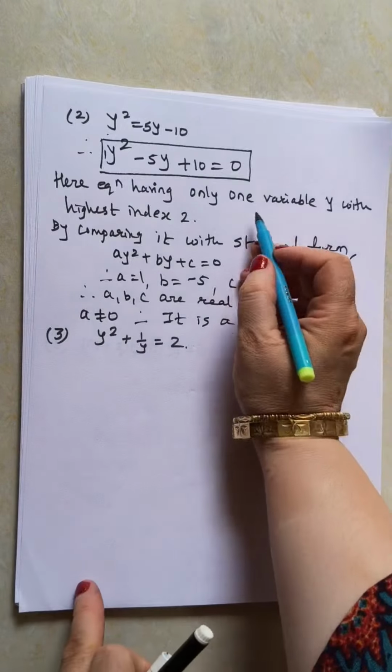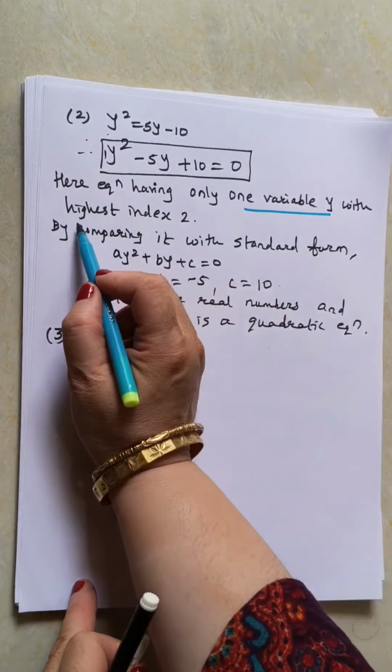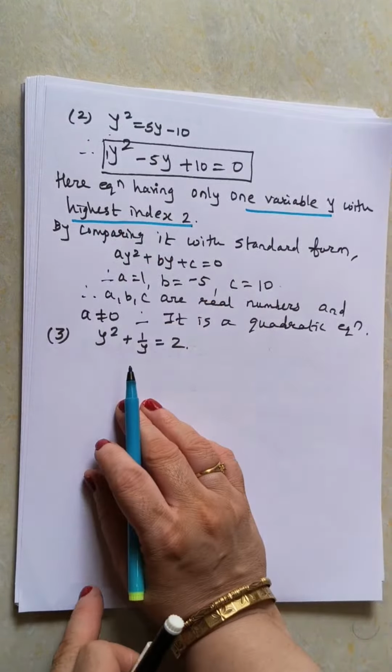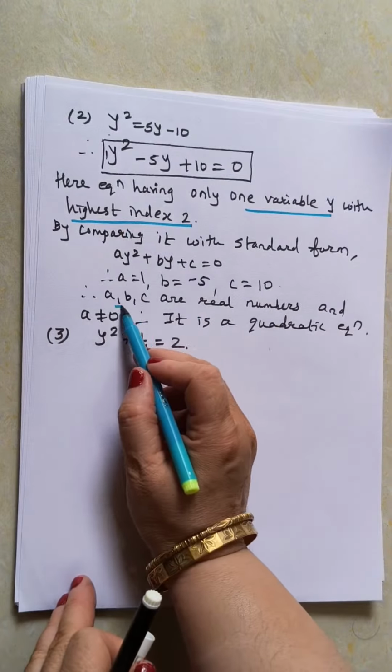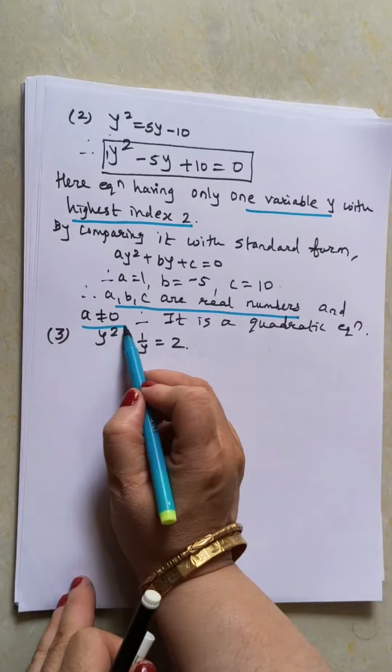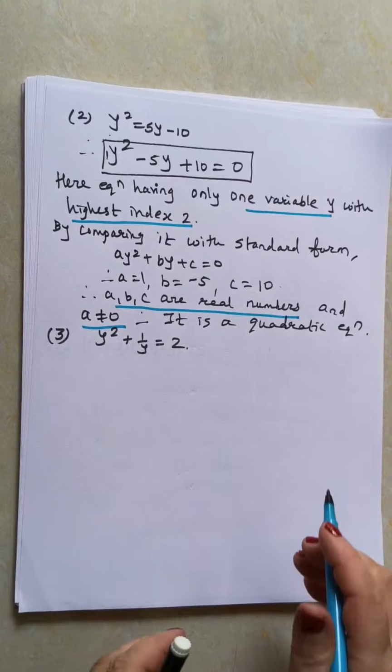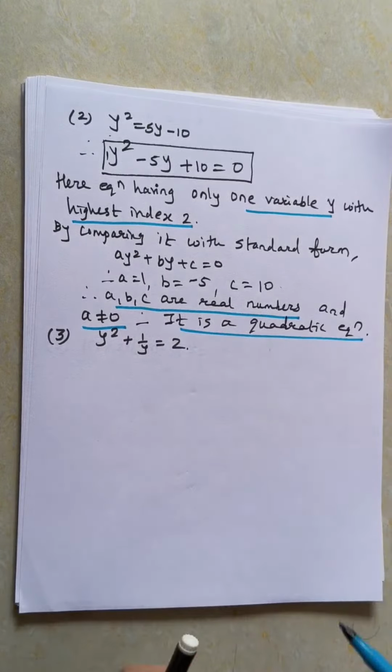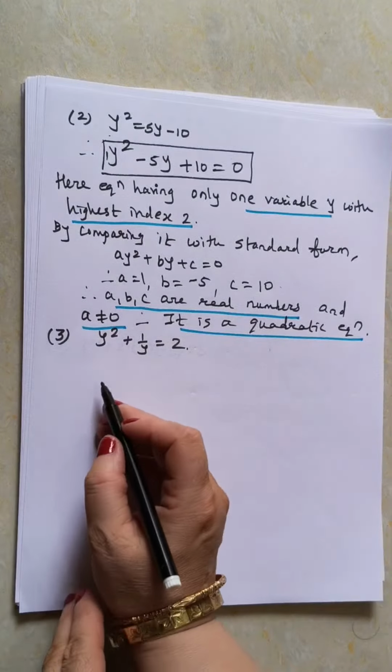Here also we have checked 3 important steps. First, only one variable y. Second, highest index is 2. Third, a, b, c are real numbers and a is not equals to 0, and therefore it is a quadratic equation. I think everybody of you understood. Let us see the third one. So what is the third one?